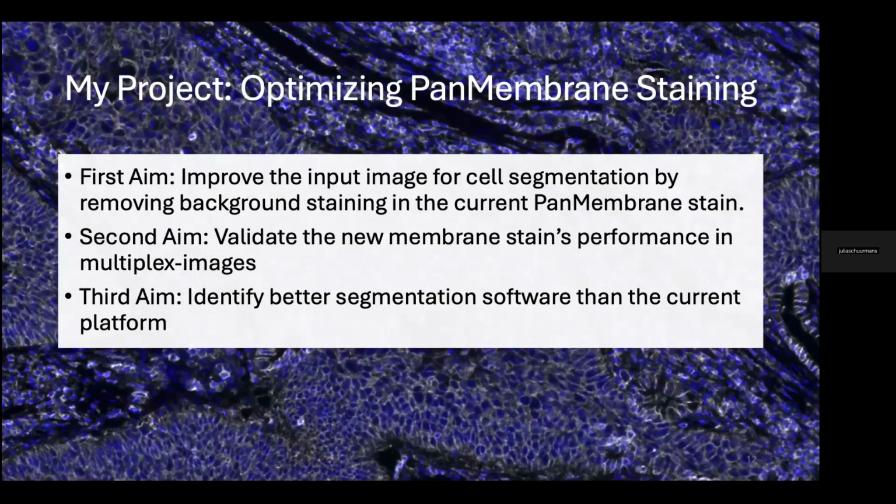There are three main aims to my project. The first aim is to improve the input image for cell segmentation by removing background staining in the current PanMembrane stain. If we go back about a year, when I inherited this project, the original cocktail concentration that I got was creating images that had a ton of background. We weren't getting accurate cell segmentation. There was a lot of missegmentation happening within those images. My second aim then will be to validate the new membrane stain's performance in multiplex images. And then my third aim is to hopefully identify a better segmentation software than the current platform that we are using.